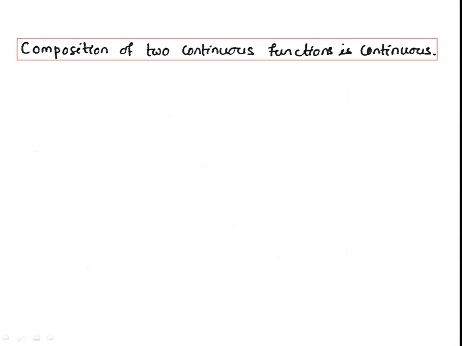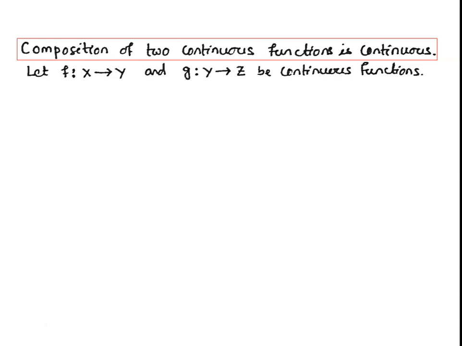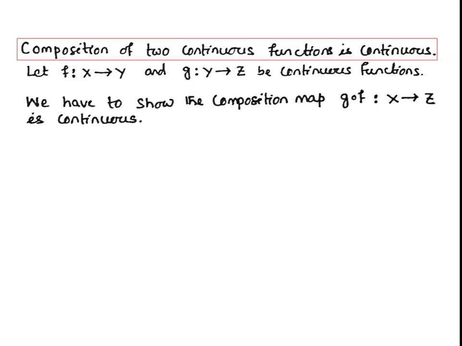Now one more statement is here. Composition of two continuous functions is continuous. Let f and g be two continuous functions. f is a function from X to Y and g is a function from Y to Z. We have to prove that composition of this f and g is a continuous function. That means we have to show that composition map g of f from X to Z is continuous. To prove g of f is continuous, we have to show that inverse image of an open set in Z under the mapping g of f is open in X.